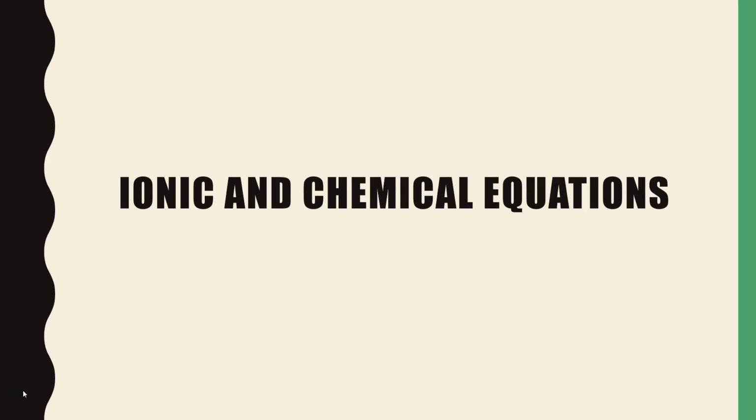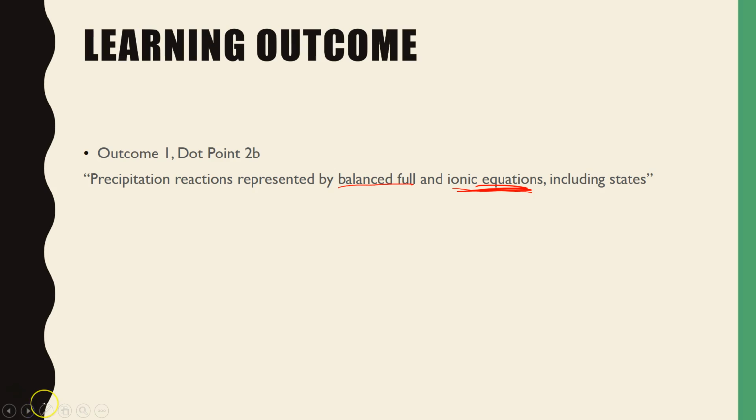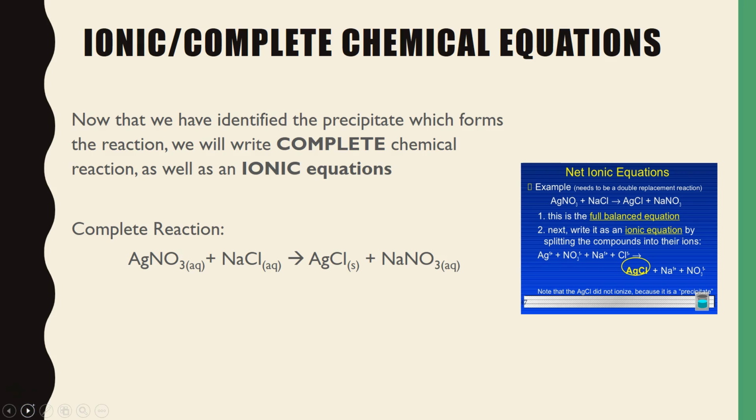This is the next lesson on ionic and chemical equations. In this lesson, we're going to be looking at precipitation reactions represented by full chemical equations and ionic equations specifically. We know that when two ionic compounds react together in solution, they can form a precipitate, meaning an insoluble product.